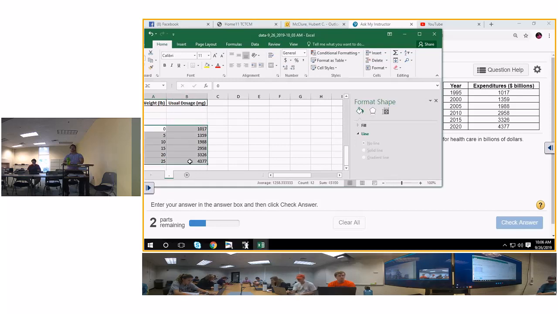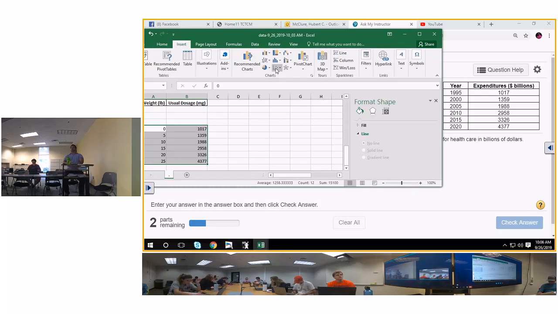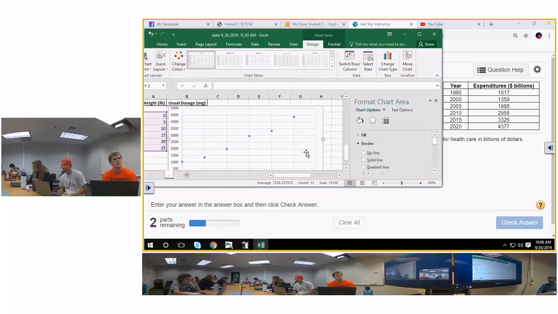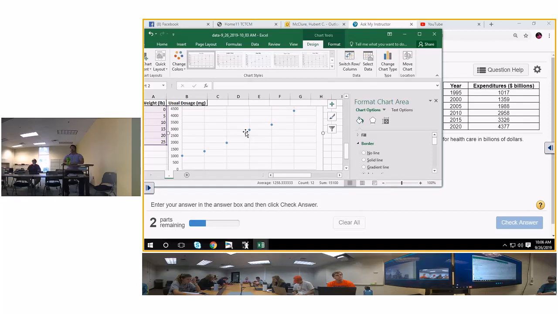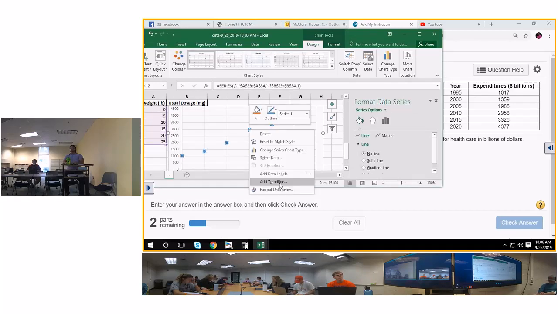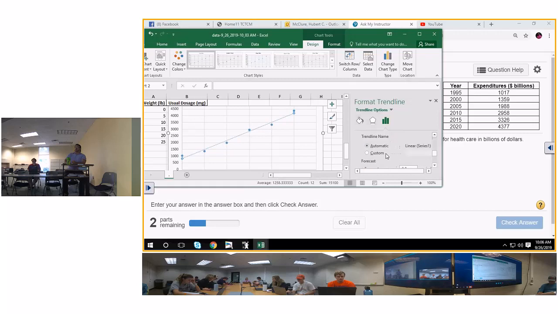And copy that and insert. There it is. And right click, add trend line. Go down to display equation and display R squared. And there is the equation. So write that down. 135.26x plus 813.38. Got the same calculator. Okay, so that should be the correct answer.